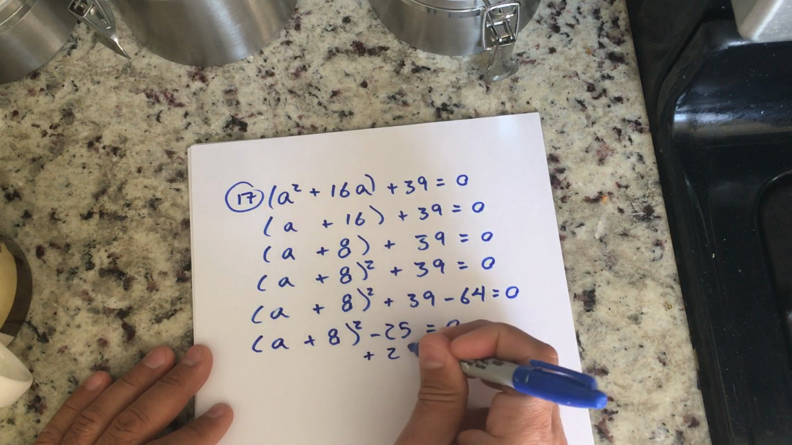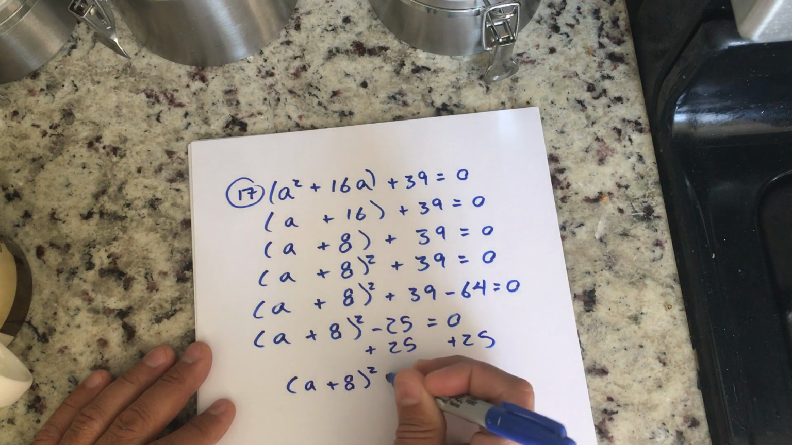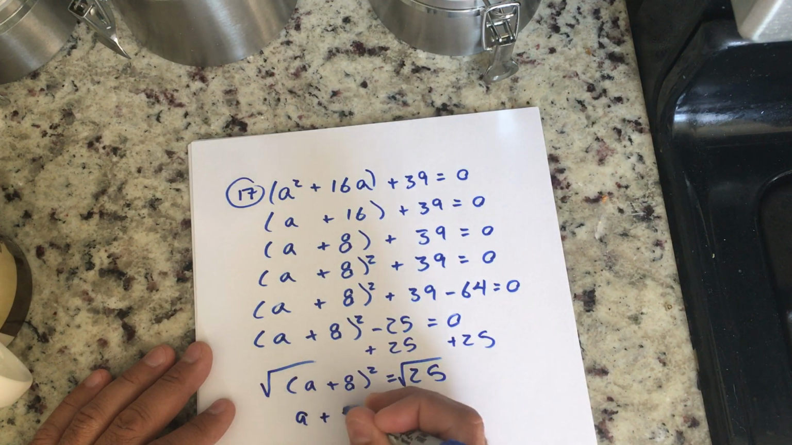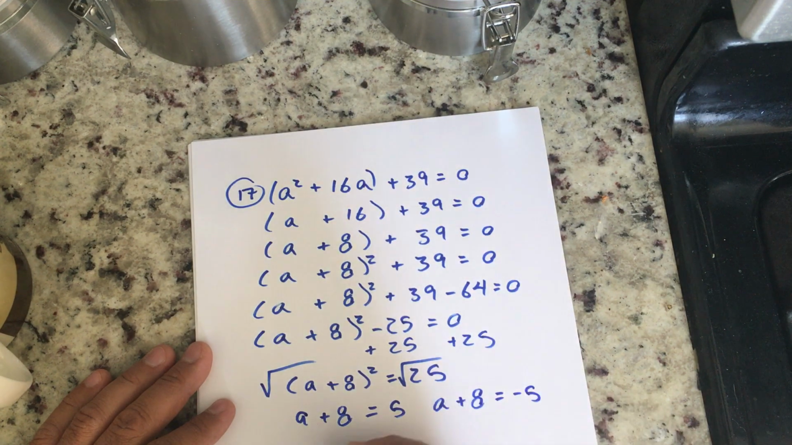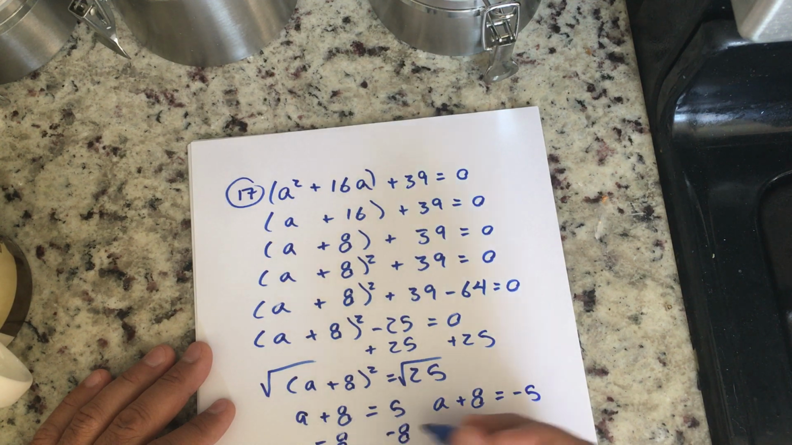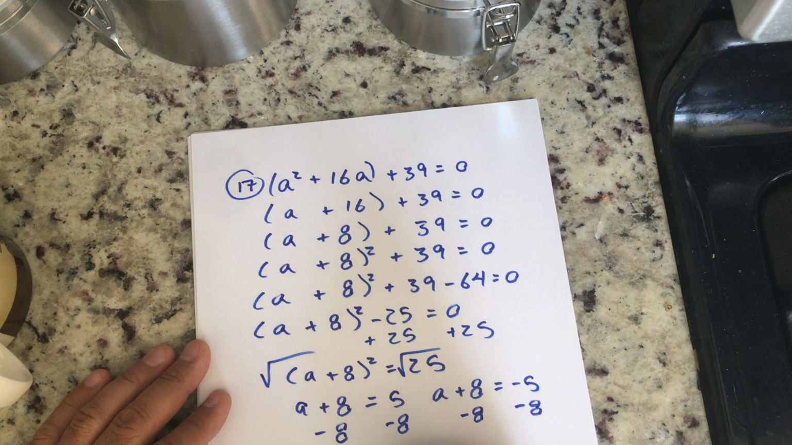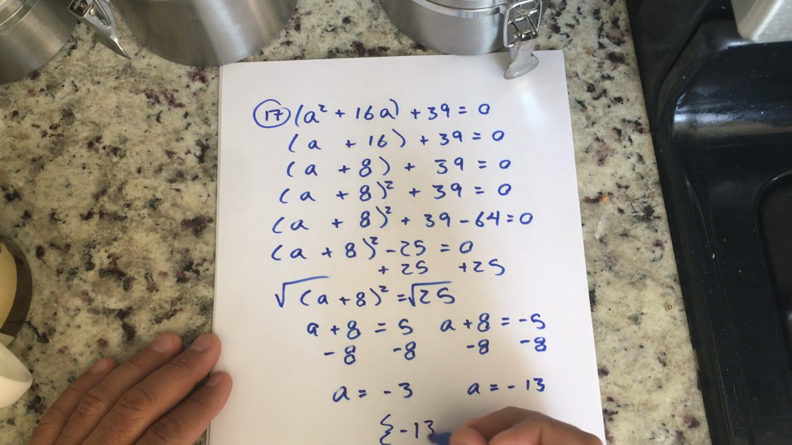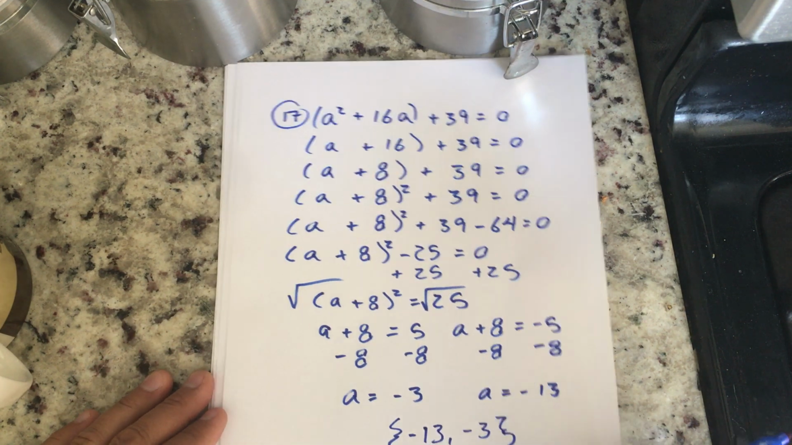I'm going to add this over. I'm going to square root it. Set it equal to a positive and a negative. Subtract 8. So negative 3, negative 15. 13. I'd like to put the smaller number first, but again, not absolutely imperative. Let's put them both in roster notation.